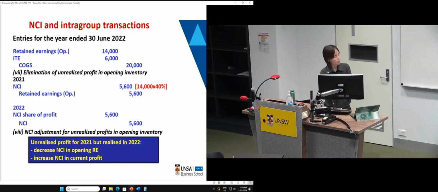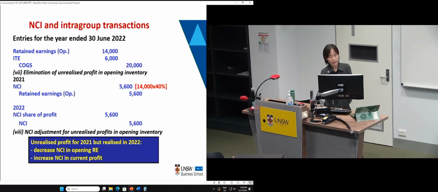Combining these two entries, there will be a debit of NCI share of profit, credit retained earnings. Because the NCI share of retained earnings, that is step 2, decreases, but the NCI share of current year profit in step 3 has increased by the same amount. So you can say debit NCI, credit NCI even up. So you can just combine these two entries and record these two lines only.